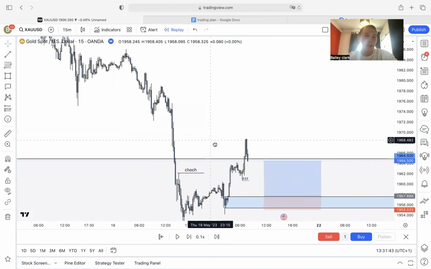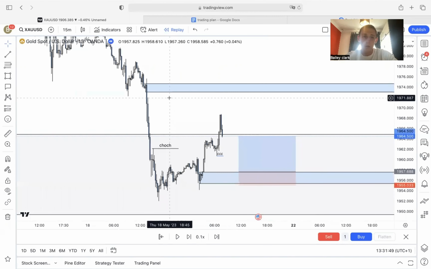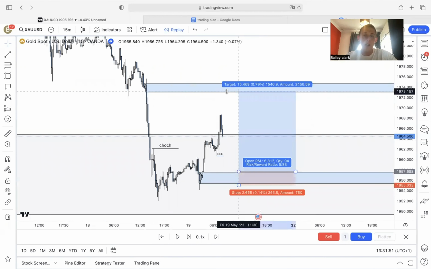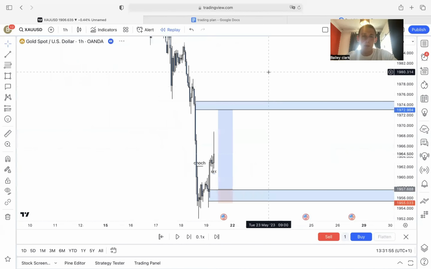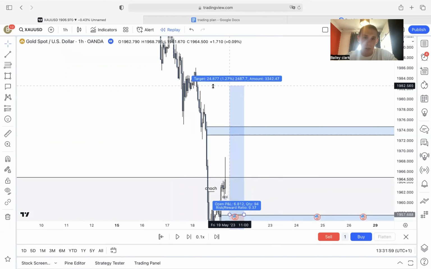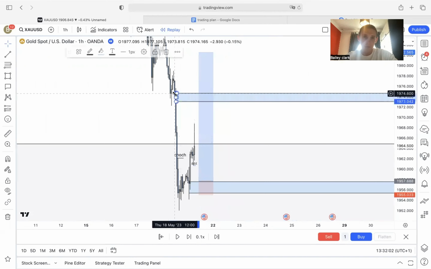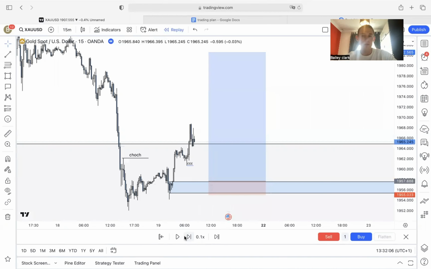As for targets, we have this sort of mini area of supply, which could be your first target. And then second target would probably be, if we go to the higher time frames, this hourly level of supply up here. So for the sake of the video, we'll just target that. And let's see how it plays out.